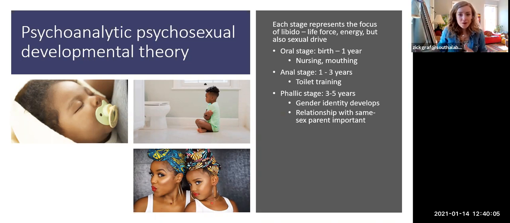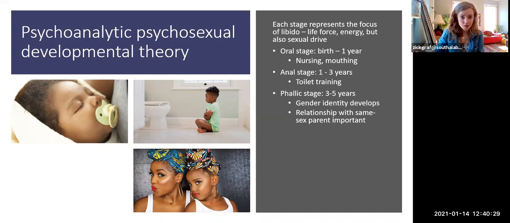What we know about this stage in modern developmental psychology is that it's true that this is the age when kids do start to develop and express a consistent gender identity, but there's nothing different or special, particularly, about the relationship with the same gender parent during this time. Both parents are important.